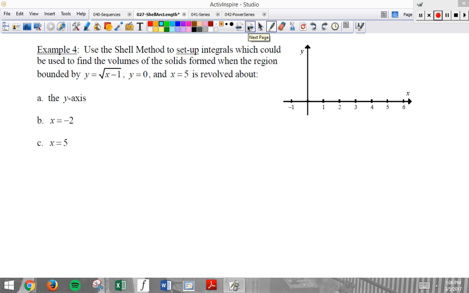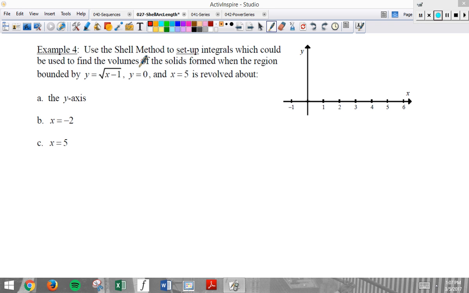This example is designed to show you how flexible the shell method can be and how interesting it is to be able to use it repeatedly. You know that sometimes on your homework for washers and disks, you have to do the same thing with 8 different axes of revolution. Here's 3 different axes. Let's see how it changes.